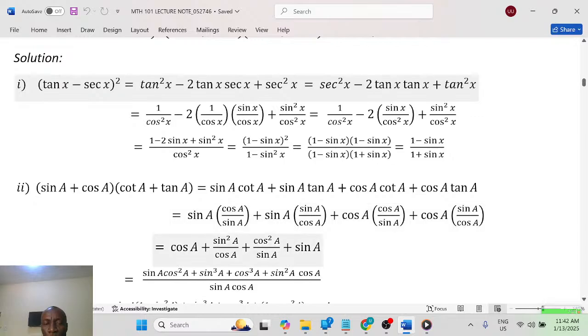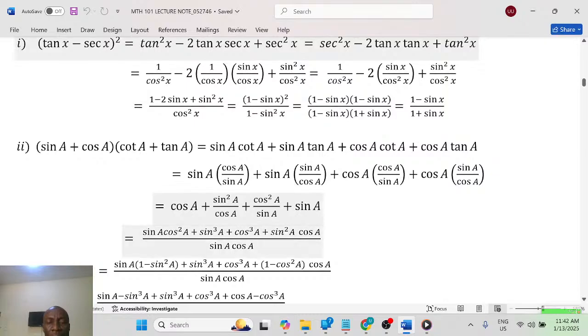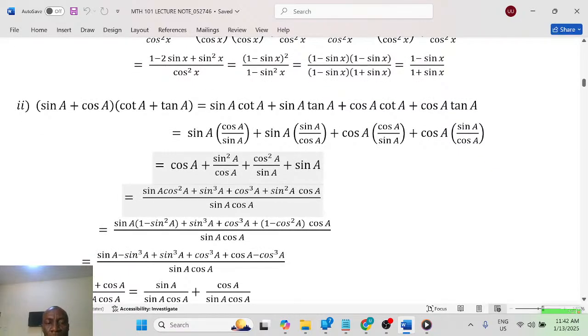This one also, we are going to have sine a times sine a, which will give us sine square a divided by cos a. For this also, we have cos a times cos a, which will give us cos square a divided by sine a. And for this, sine a will be remaining because cos a will cancel out cos a. So invariably, what we will be left with is cos a plus sine square a divided by cos a plus cos square a divided by sine a plus sine a. Now, we find the LCM of cos a and sine a. The LCM of cos a and sine a is sine a cos a.